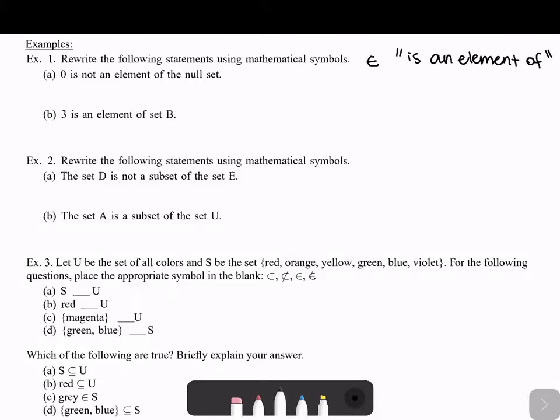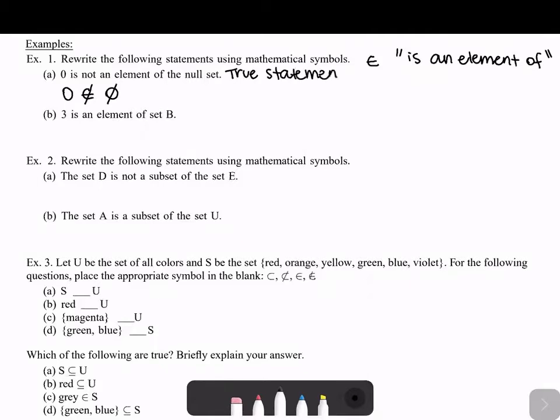Example 1A says that 0 is not an element of the null set. So we're going to have 0, and then we write the element of symbol, but because 0 is not an element of the null set, we put a line through it, and then the null set. This is how you translate this phrase to mathematical symbols. This is also a true statement, so I'm going to write that down.